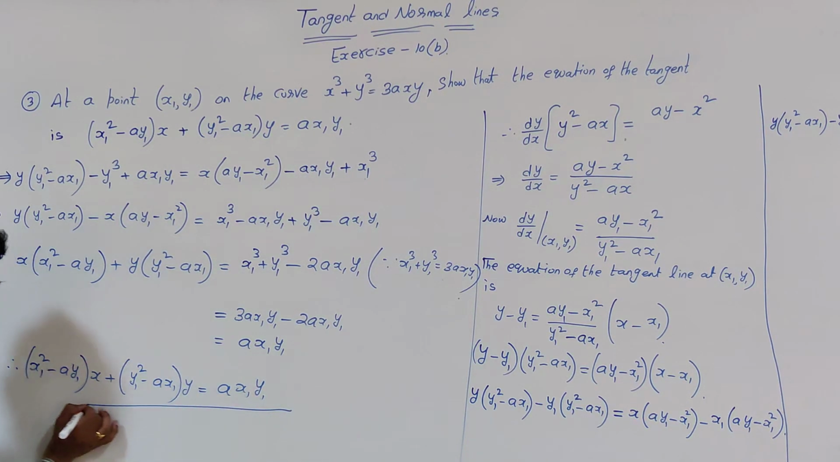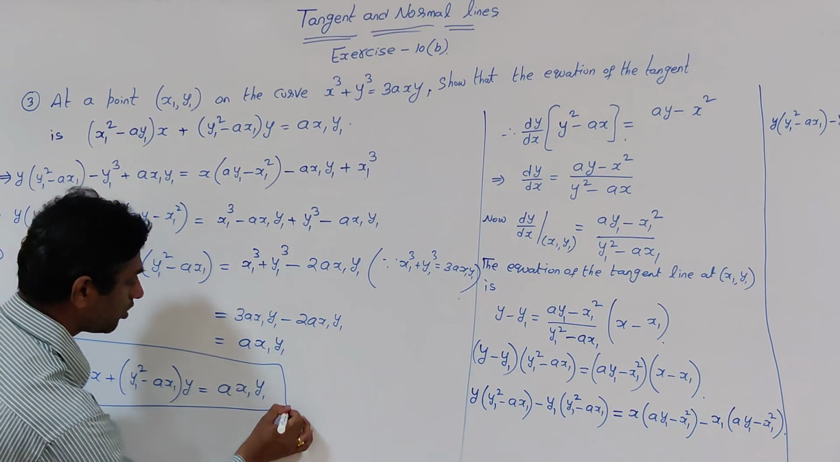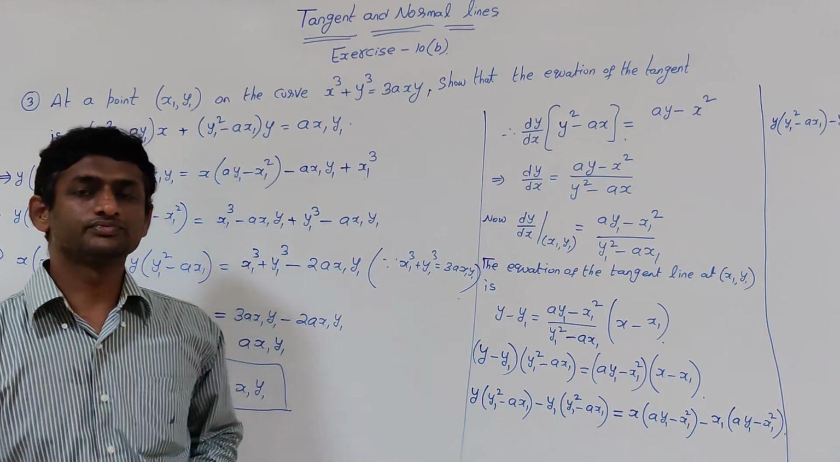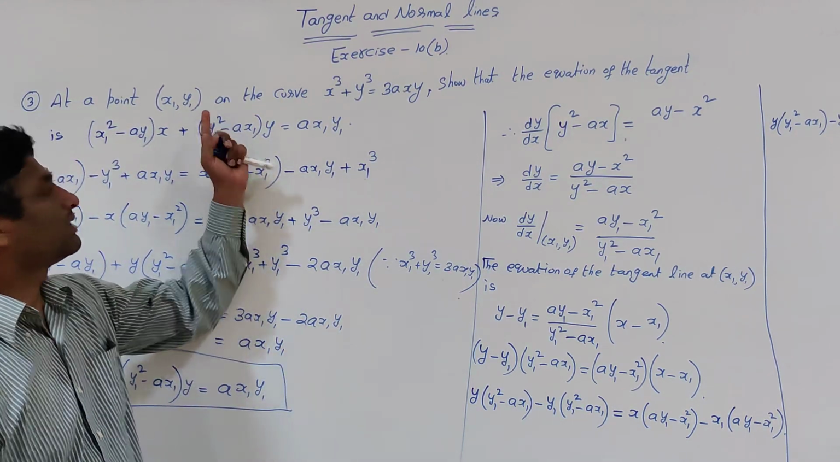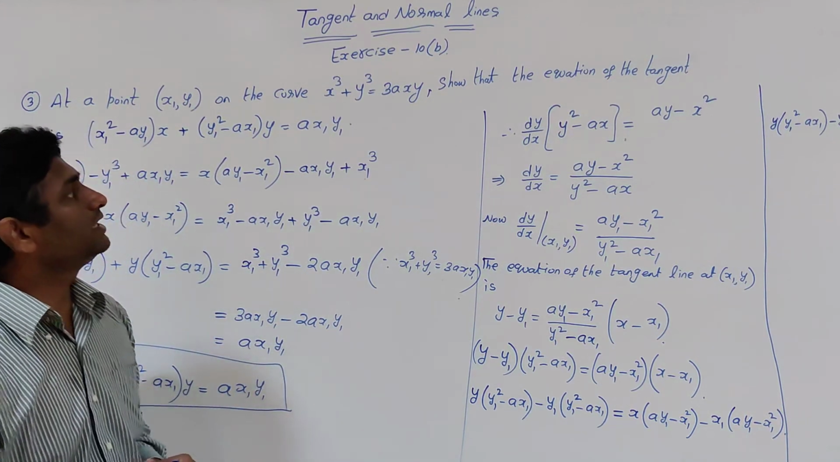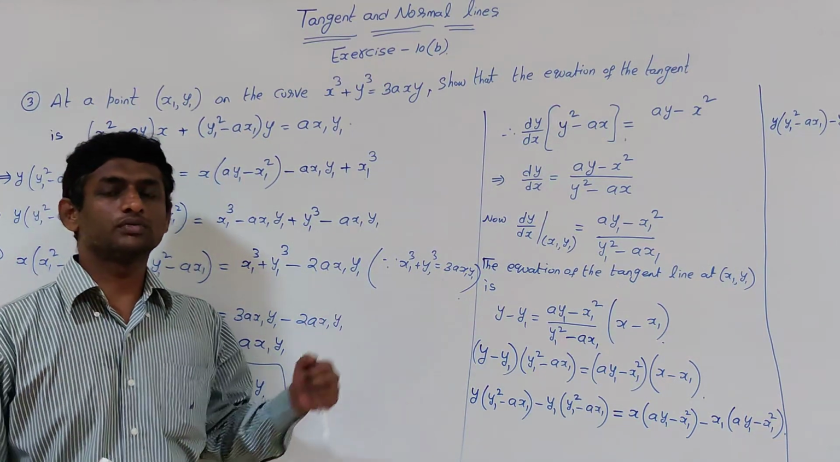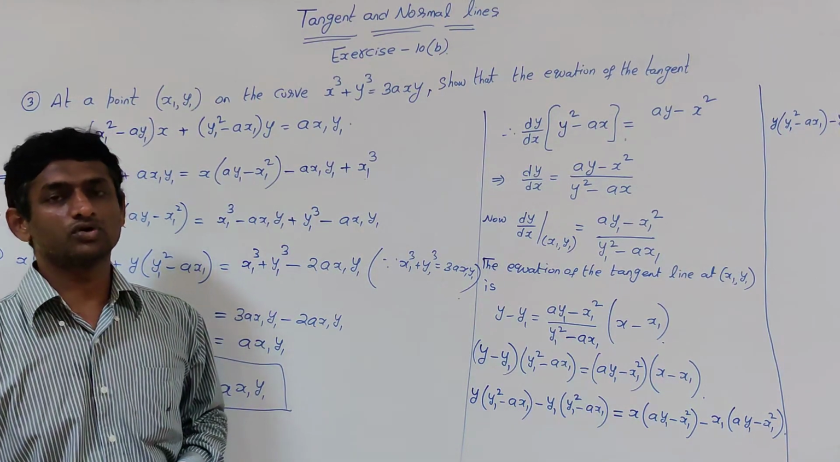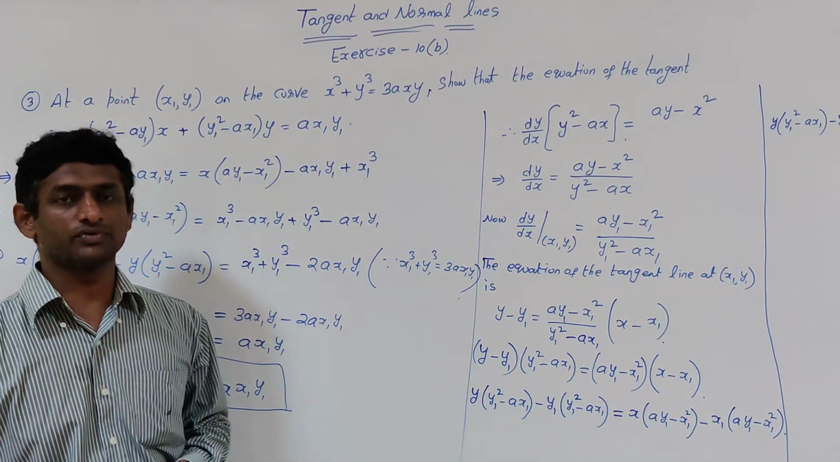So this is the equation of the tangent line at the point x1 comma y1 on the curve x cube plus y cube is equal to 3axy. And this problem is also very, very important for competitive exams as well as from the exam point of view. Next question.